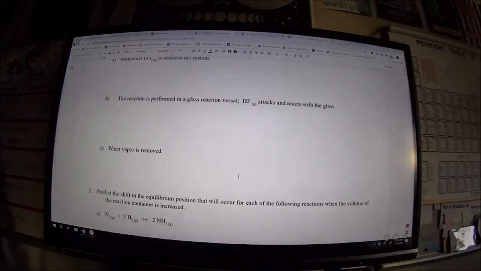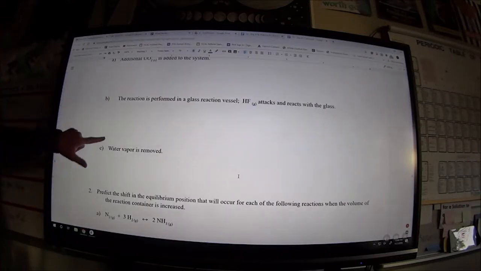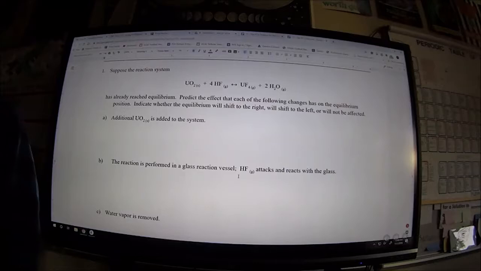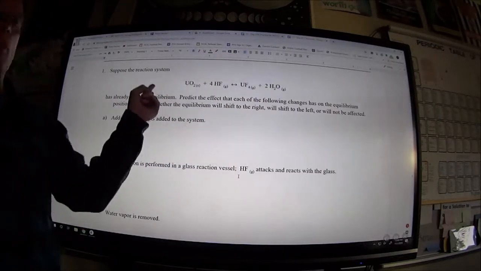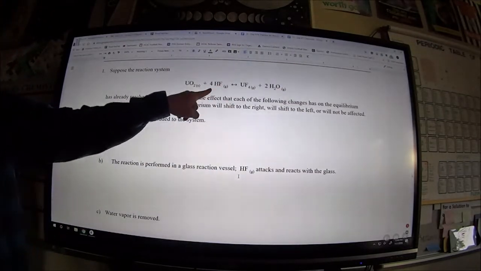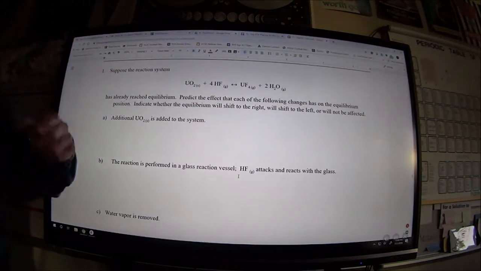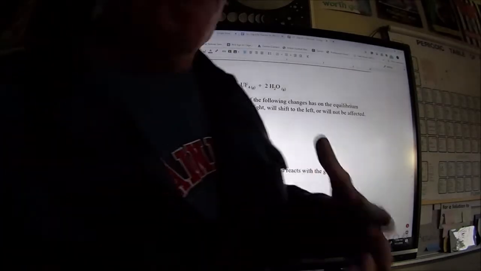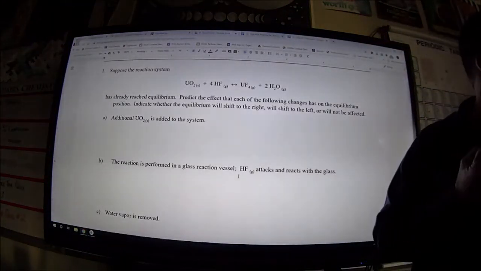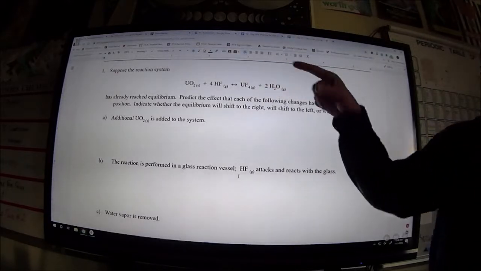All right. B, the reaction is performed in a glass reaction vessel, and HF, which happens to be on the reactant side, attacks and reacts with the glass. So where is glass showing up in this equation? It's not. So what is happening to the HF? It's being removed slowly. How do you know that? Because it's reacting with something that isn't in the equation. By nature of the reaction, it's taking that away. So we are shifting toward the removal, in this case, to the left.